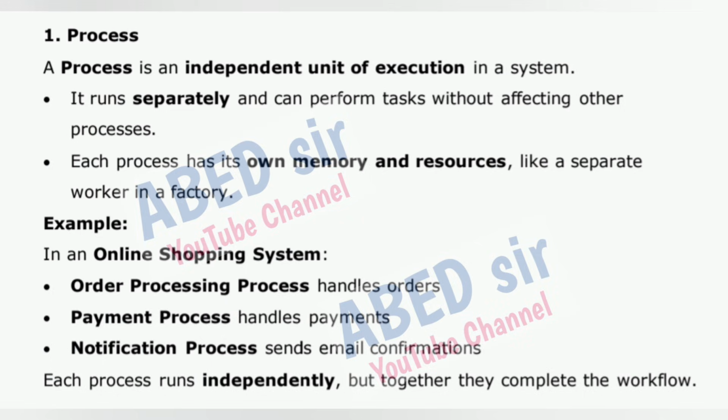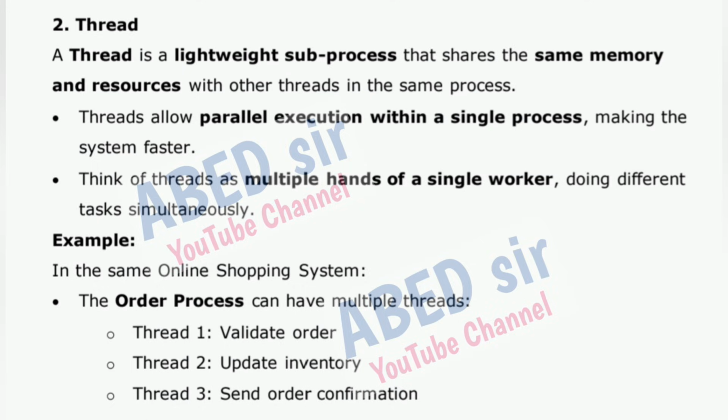Example. In an online shopping system, the order processing process handles orders. The payment process handles payments. The notification process sends email confirmations. Each process runs independently, but together they complete the workflow. 2. Thread. A thread is a lightweight subprocess that shares the same memory and resources with other threads in the same process. Threads allow parallel execution within a single process, making the system faster. Think of threads as multiple hands of a single worker doing different tasks simultaneously.